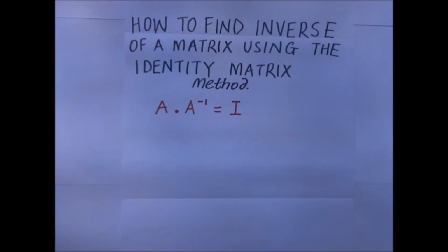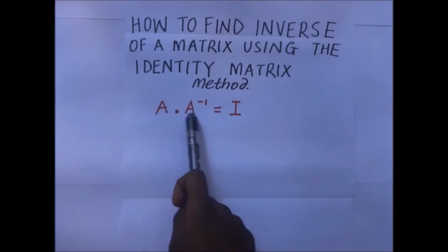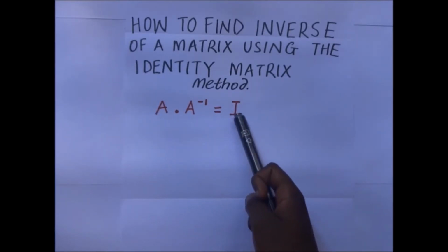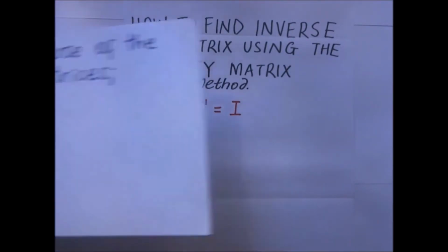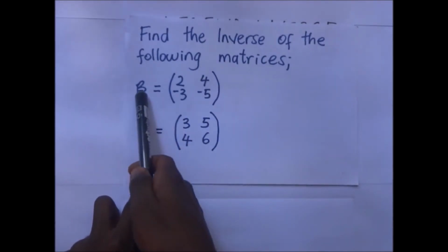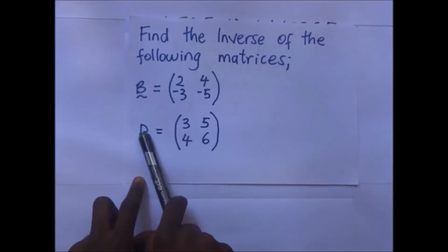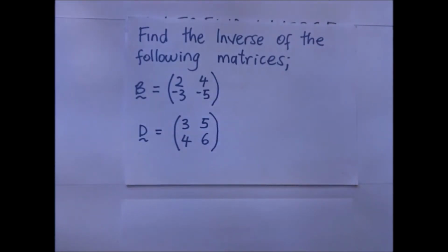So in this, all we need to do is to get the matrix whose inverse we want to find. We substitute it here, forget the identity matrix, and try to get the inverse. We are going to use the same examples we used in our previous videos. Find the inverse of the following matrices. We are going to find the inverse of this matrix and of this matrix, but we are going to use the identity matrix method. This is how we do it.